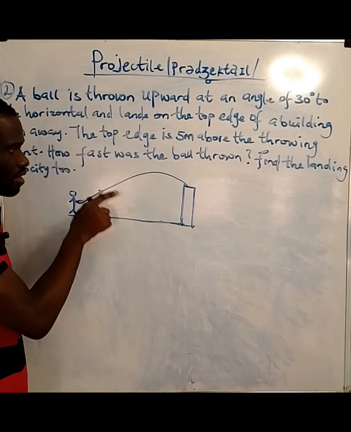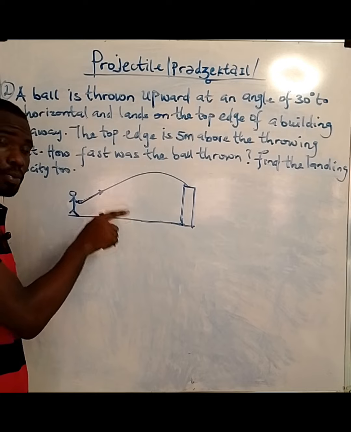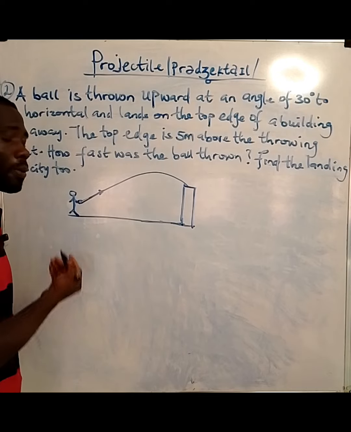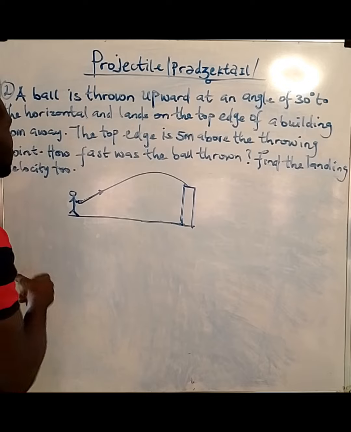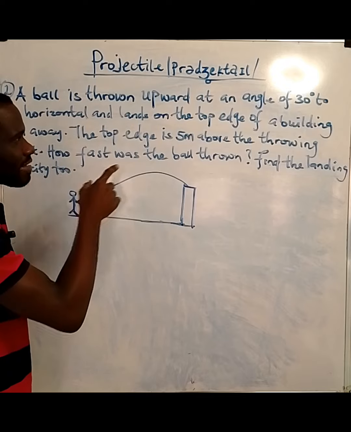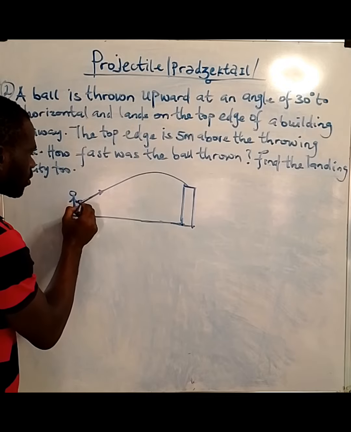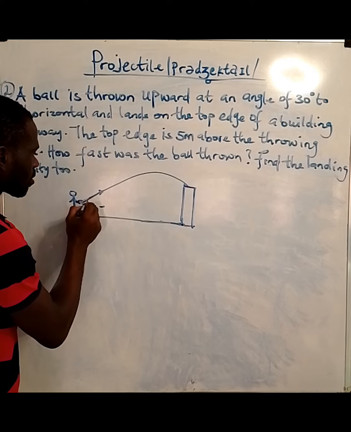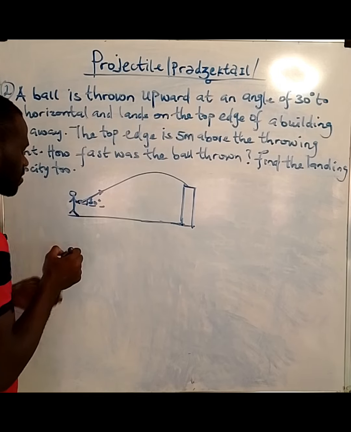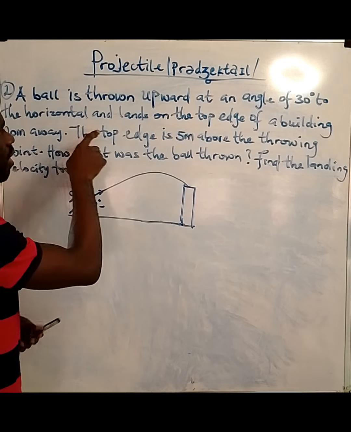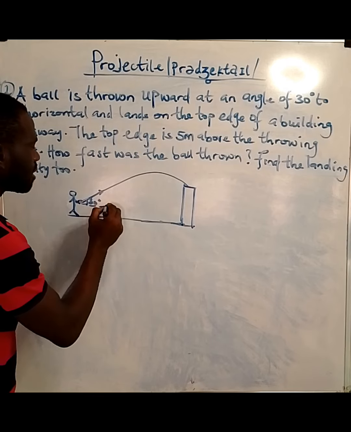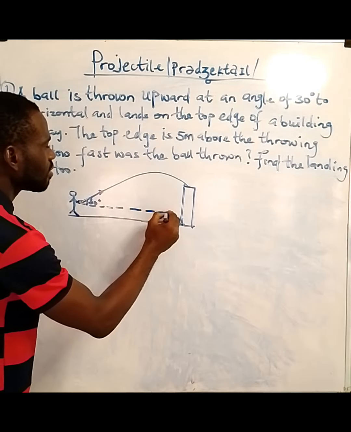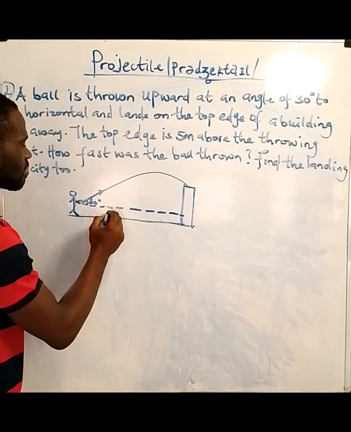This is a pictorial interpretation of this. It will help us understand what we are dealing with. So let's interpret this question. A ball is thrown upward at an angle of 30 degrees to the horizontal. So the ball was thrown at an angle of 30 degrees to the horizontal, and lands on the top edge of a building 20 meters away. Now this building is about 20 meters away.